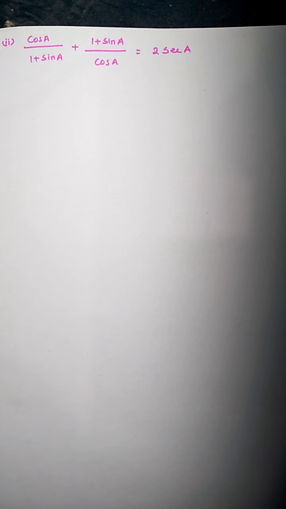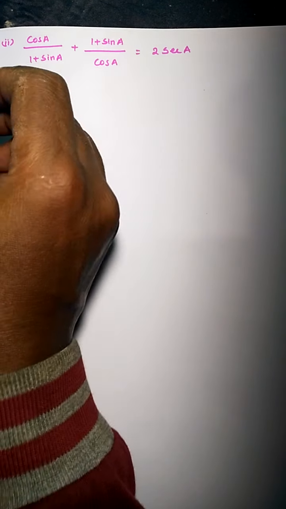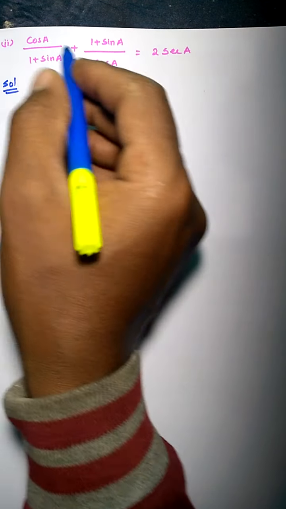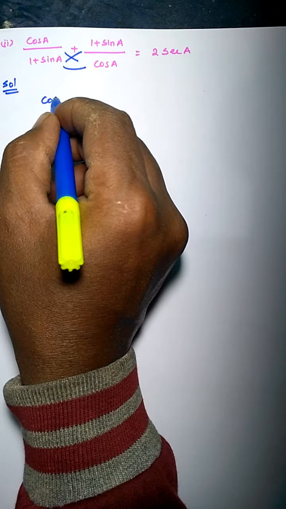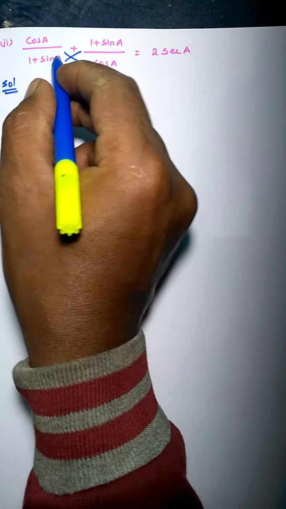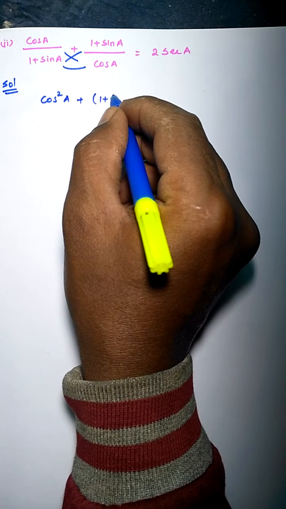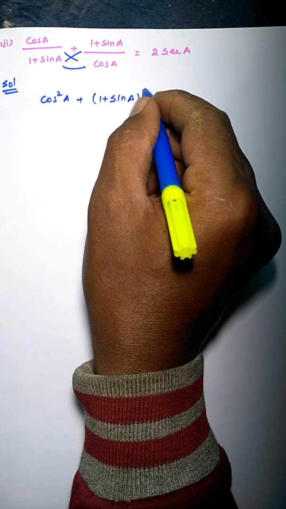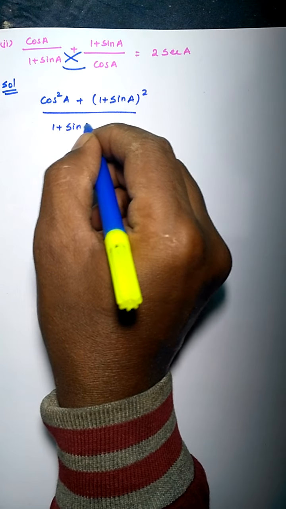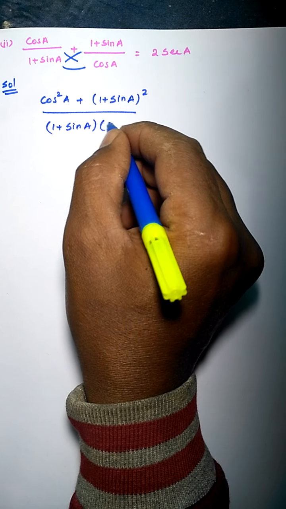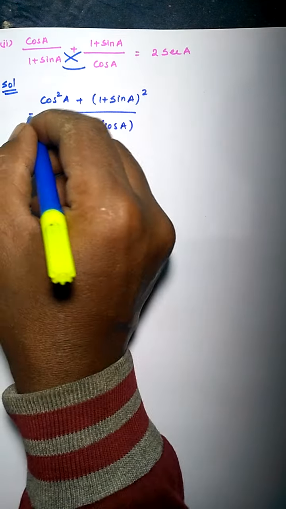Okay, so let's go to the second option. Here we have the second option: cos a by (1 plus sin a) plus (1 plus sin a) by cos a, and we have to prove it equals 2 secant a. Here we cannot apply any reciprocal formula, so what we can do is cross multiplication. cos a into cos a gives cos square a, plus (1 plus sin a) into (1 plus sin a), which gives (1 plus sin a) whole square, by (1 plus sin a) into cos a.